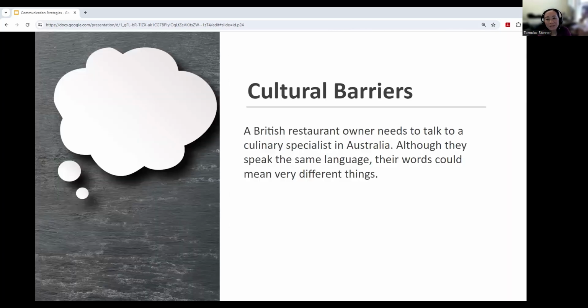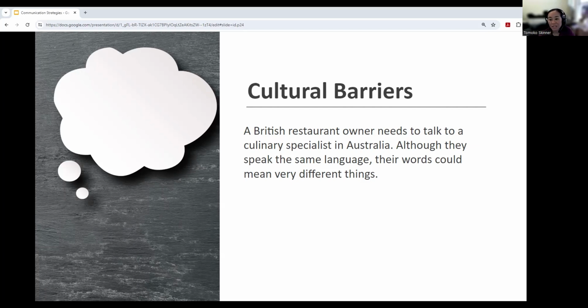Okay, cultural barriers. So there can also be times when people speak the same language but are from a different culture where different words or gestures can mean different things. Or perhaps the person you're communicating with is from a different class from you. So that is very different from living in India or living in the US or of course living in Hawaii. It's all different. So all these things can hinder your ability to get your message across effectively.